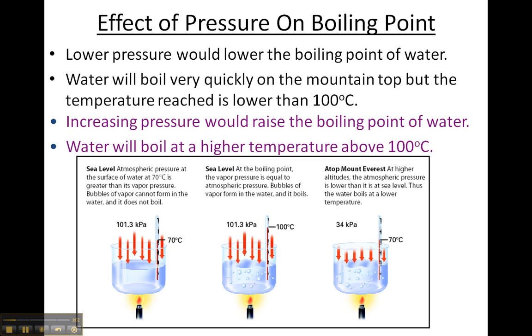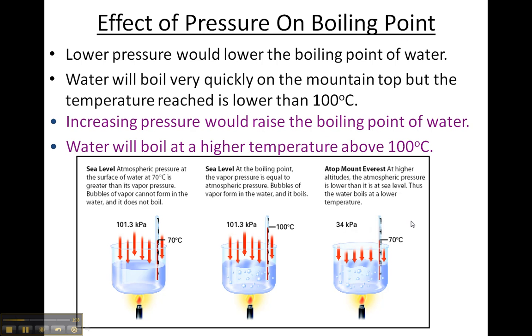So if you look at this image, and this is from your text, so you could look at it there as well, this is at sea level. Atmospheric pressure is 101.3 kPa, that's standard pressure, and it's at 70 degrees Celsius. That is greater than the vapor pressure, then bubbles of vapor cannot form in the water and it does not boil. Sea level at the boiling point of 100 degrees Celsius is when the vapor pressure is equal to the atmospheric pressure, and so then the bubbles form and it boils.